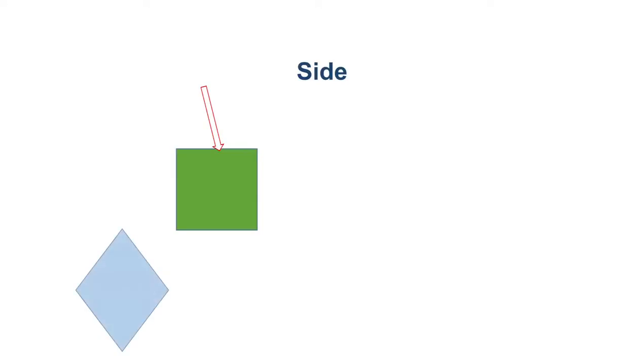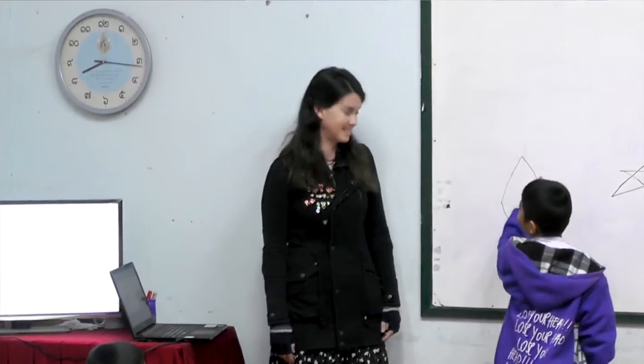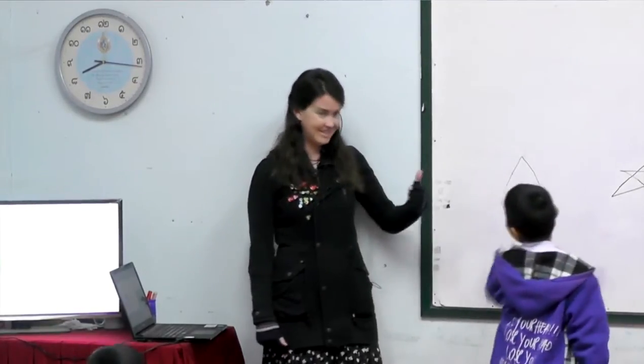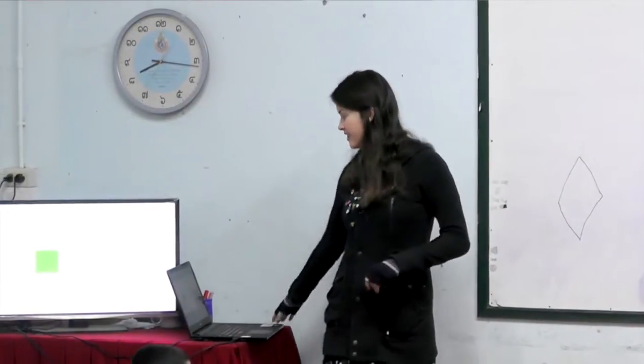Those are our sides. What about a diamond? Where are the sides on a diamond? Who can show us? Come show us. Show us the sides on that diamond. Where are they? Can you show us another one? Very nice. How many sides does a diamond have? 4 sides on that diamond.